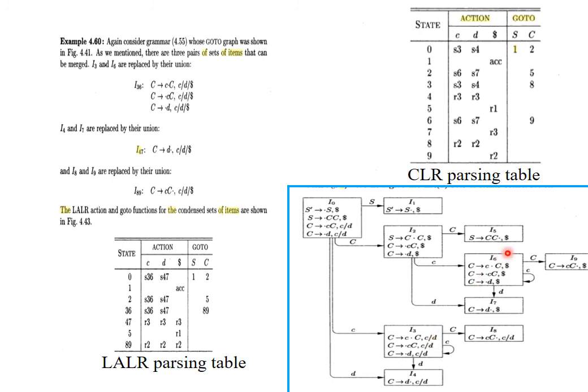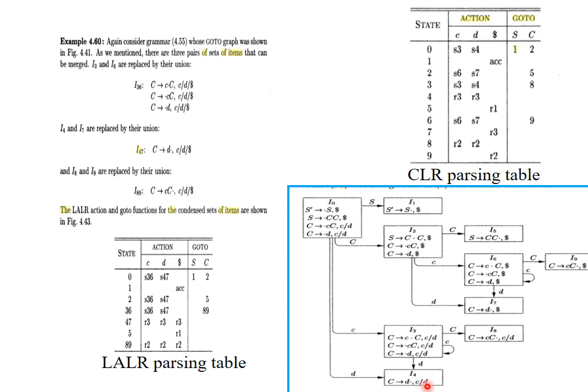Similarly, I4 and I7. Look into I4: C is d dot, with lookahead c or d. In I7, C is d dot, with lookahead dollar. Only the lookahead differs; the core is the same. Then I8 and I9. This is I8, this is I9. There also the lookahead differs, but the core is the same. So we can combine I8 and I9 too.